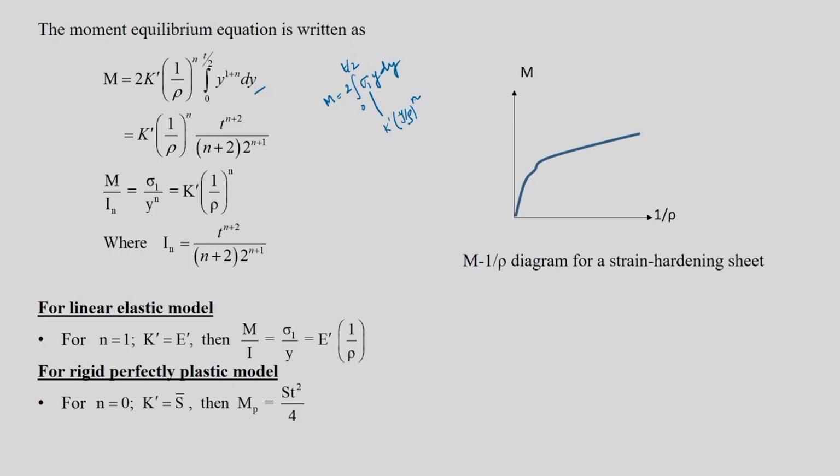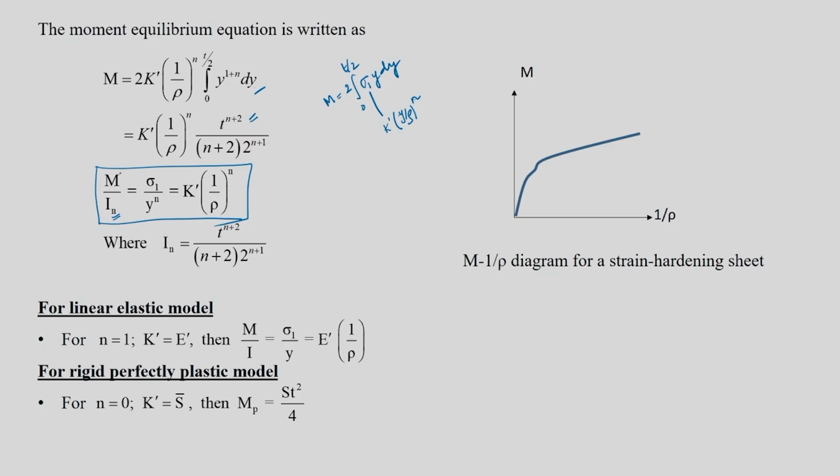Finally, you will see that the equation is going to be m by I n, nothing but sigma 1 by y power n, is equal to k dash 1 by rho power n, where I n is the same as your I, t cube by 12, that we have seen, but here it is very general in nature. I n is nothing but t power n plus 2 divided by n plus 2 into 2 power n plus 1.